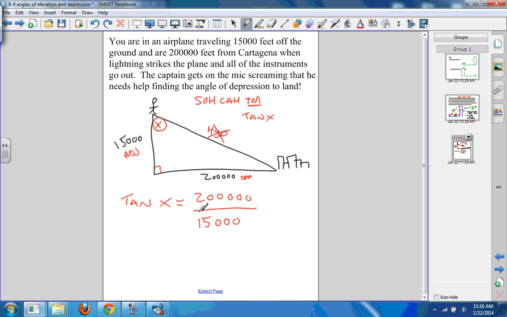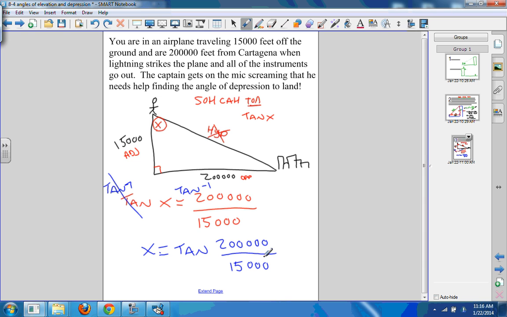All right, so we want to get x by itself. So to do that, we have to get rid of that tangent there. And we know that if we take the arctangent of both sides, we'll get rid of that tangent. So over here on the left side, we'll take the arctangent of that, and on the right side, we will take the arctangent of that. And on the left side, our arctangent and tangent cancel out. So we get x is equal to the arctangent of 200,000 divided by 15,000.